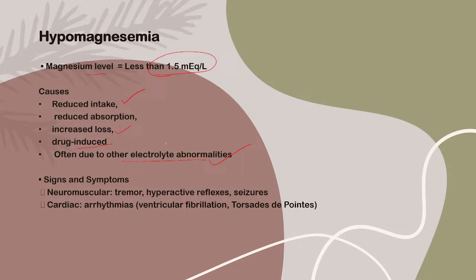Then signs and symptoms: neuromuscular signs and symptoms are that the patient will have tremor, hyperactive reflexes, and sometimes seizures. And in cardiac, there would be arrhythmias. In cardiac patients, there may be depletion of magnesium, so it needs to be treated accordingly. And arrhythmias are quite fatal. In case of hypomagnesemia, patient may develop ventricular tachycardia or ventricular fibrillation, or sometimes torsades de pointes.